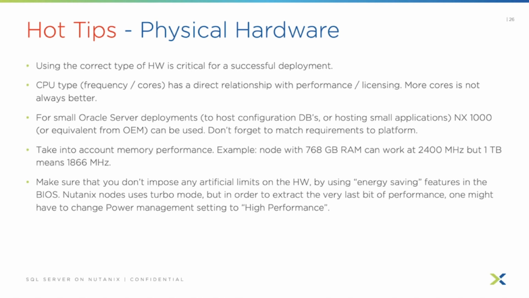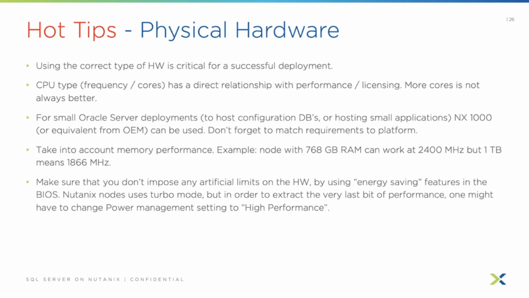So just a couple things before we end this one that I want to jump into is what we call hot tips. We went over some of these, but just to recap, using the correct type of hardware is critical for a successful deployment. The CPU type has a direct relationship with performance and licensing. Again, more cores is not always better, and more cores will definitely be more expensive.